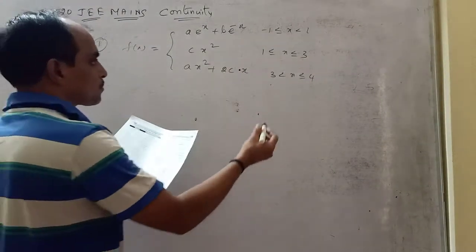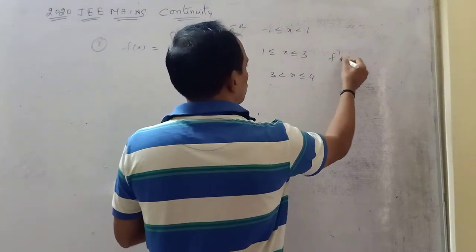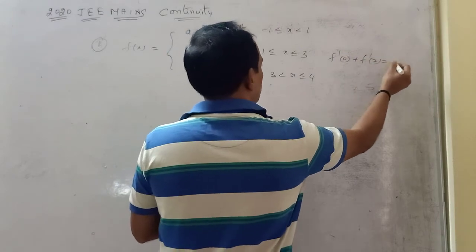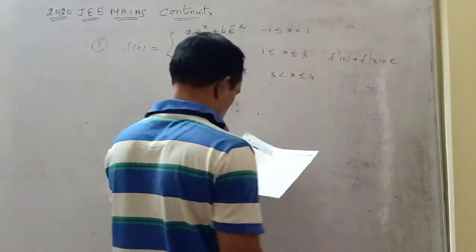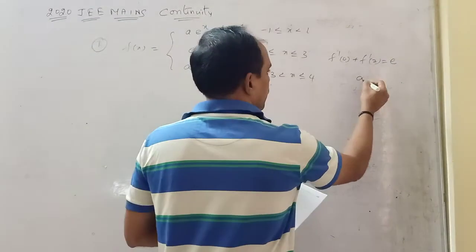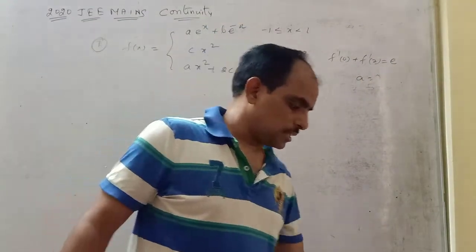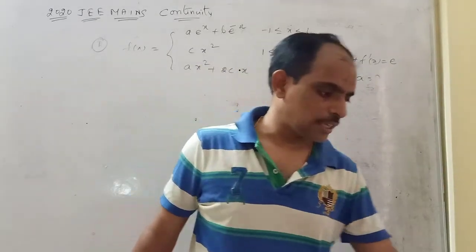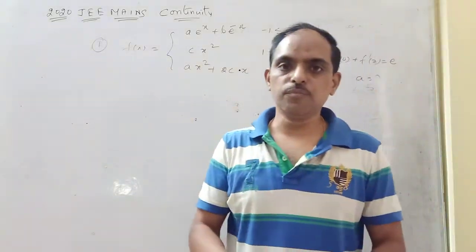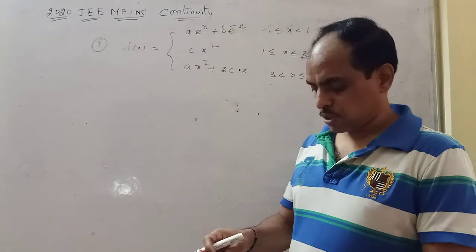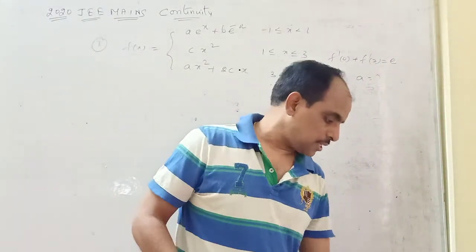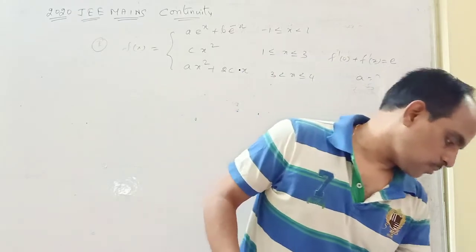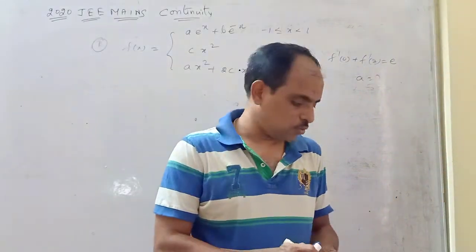And f dash of 0 plus f dash of 2 is equal to e, then the value of a is equal to? You see this question, this is one of the best questions, I think so. If you have an idea about continuity and differentiability, then it will be very easy to do this problem. Okay, now moving to the next question.